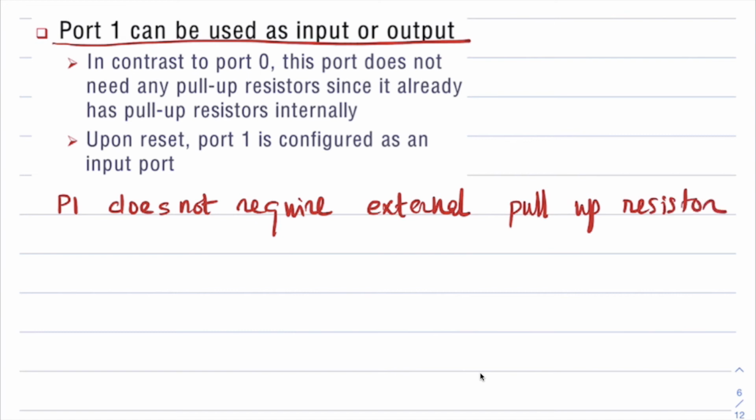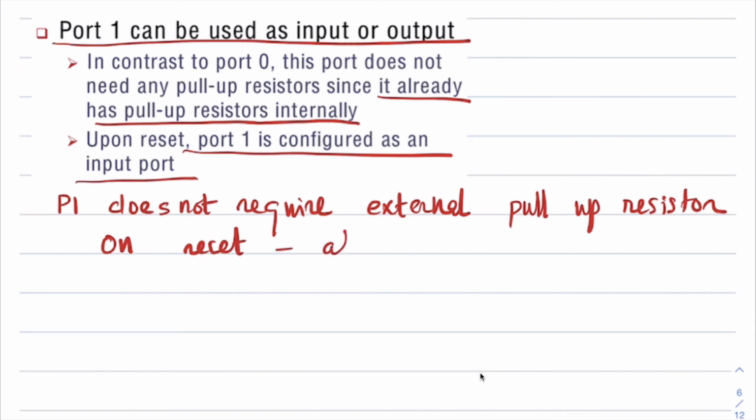Why does it not require an external pull-up resistor? Because it already has a pull-up resistor internally available. That's the reason. And the default case is that on reset, all the ports are configured as input ports. That is the default case. If you need to write something to the port, we need to write 0 to the port first. If you need to read something from the port, we need to write FF to the port.